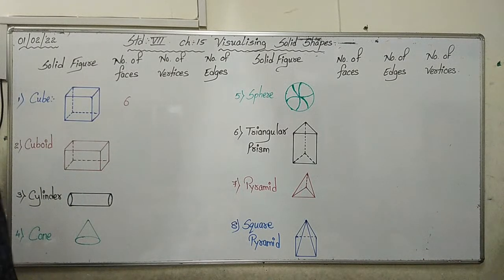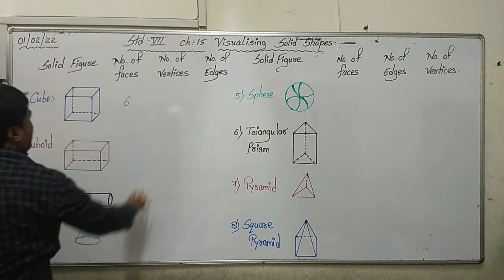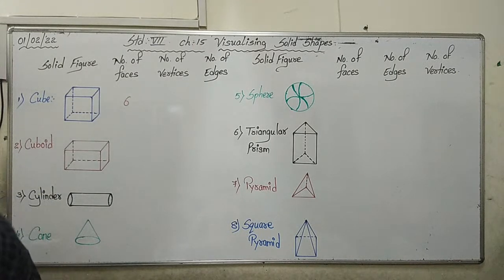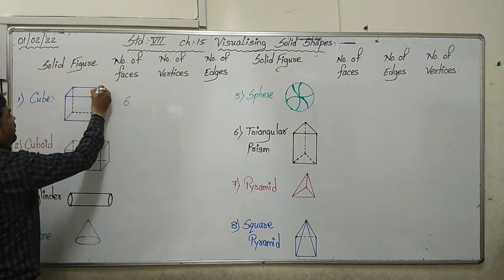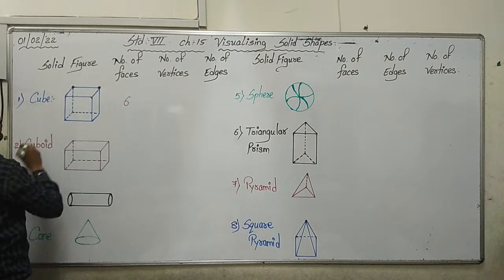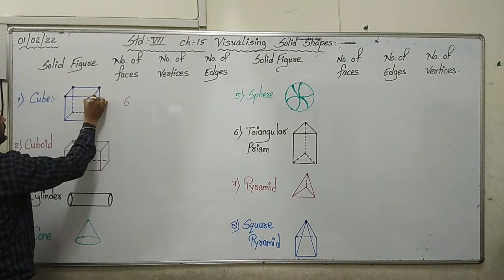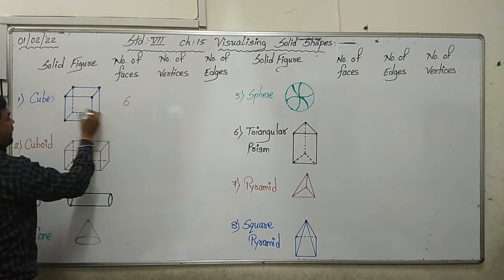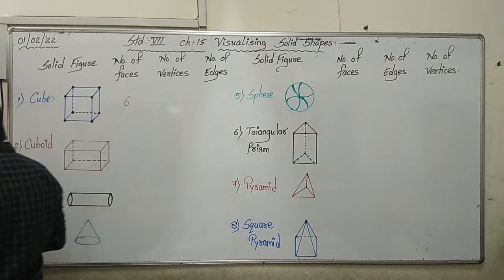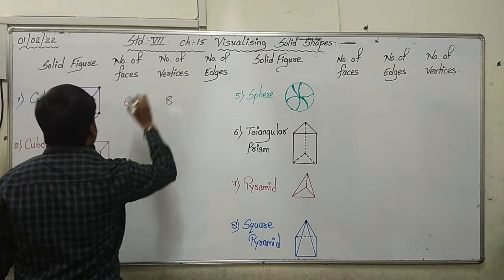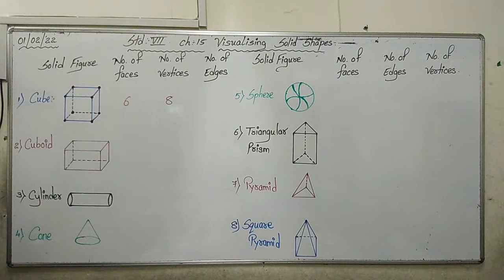Now let's find the number of vertices. Vertices means where the line segments meet each other. They are known as the vertices. Here if I consider these three line segments, they meet over here. 1, 2, 3, 4, 5, 6, 7, and 8. So how many vertices can we say? There are total 8 vertices. The corners.